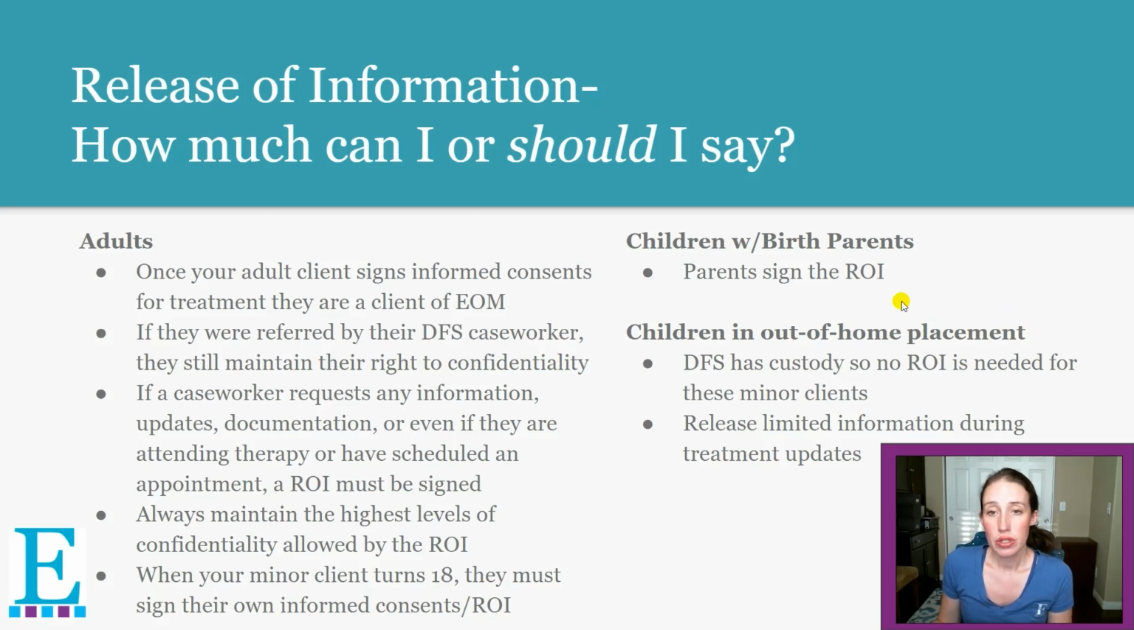Also, if you have children who are living with their birth parents, in some cases the caseworker will ask the parents to sign a release of information instead of the caseworker signing one. That would be the case if you want to collaborate maybe with a doctor or an attorney or the school or something like that. You typically never need a release of information for the Department of Family Services as long as the children are still technically wards of the state.